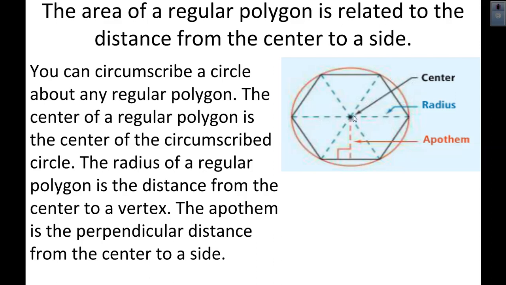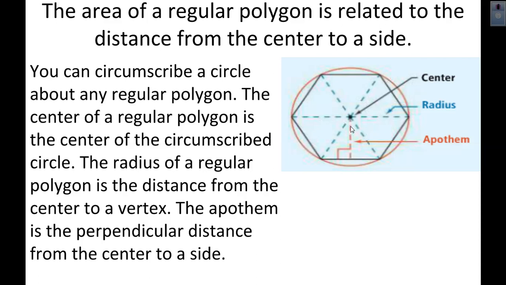Now, the center of each regular polygon is the center of the circumscribed circle. The radius of the regular polygon is the distance from the center to a vertex. Notice that each vertex is on the circle, which means the distance from the center to any vertex would be the same thing as the radius, because the radius of a circle is from the center to any point on the circle. A new term that we're going to use is called the apothem. The apothem is what we call the height of this one triangle here at the bottom.